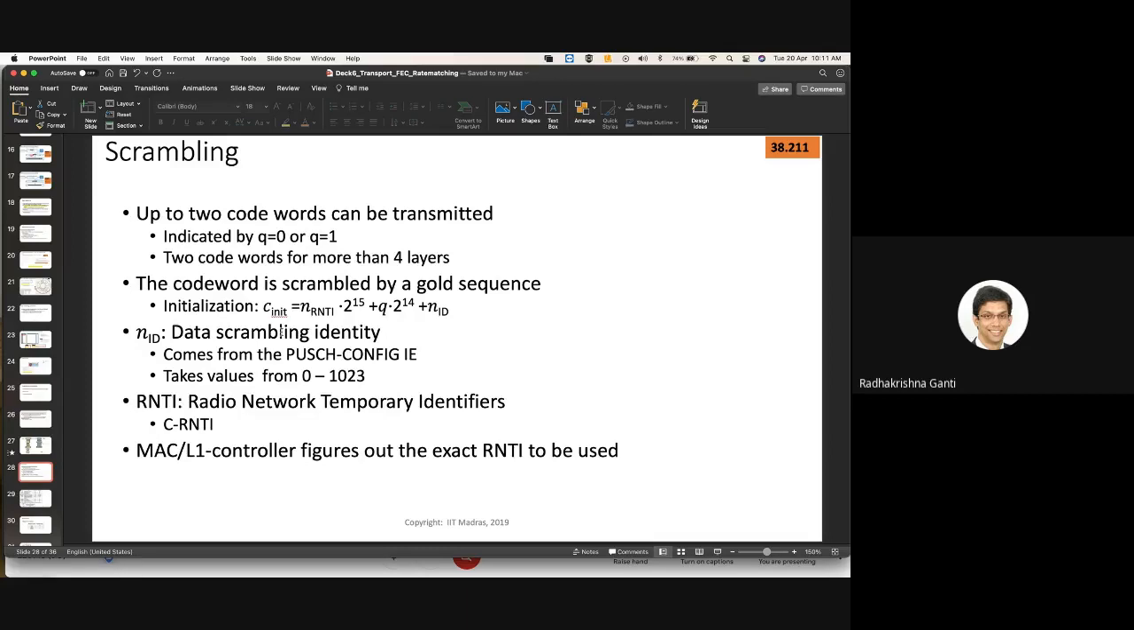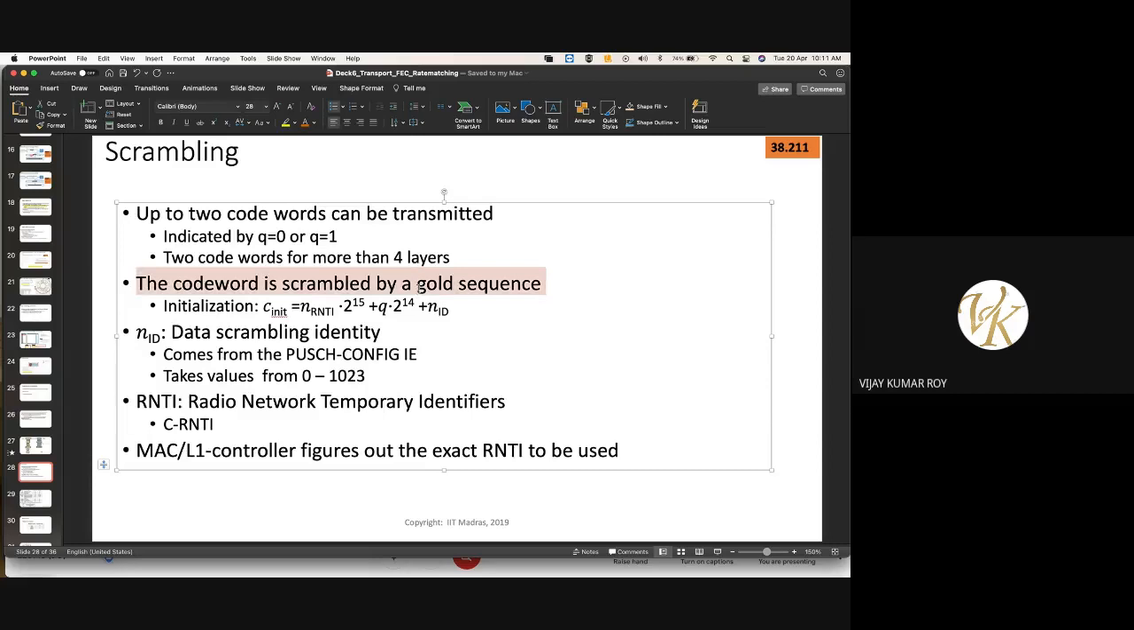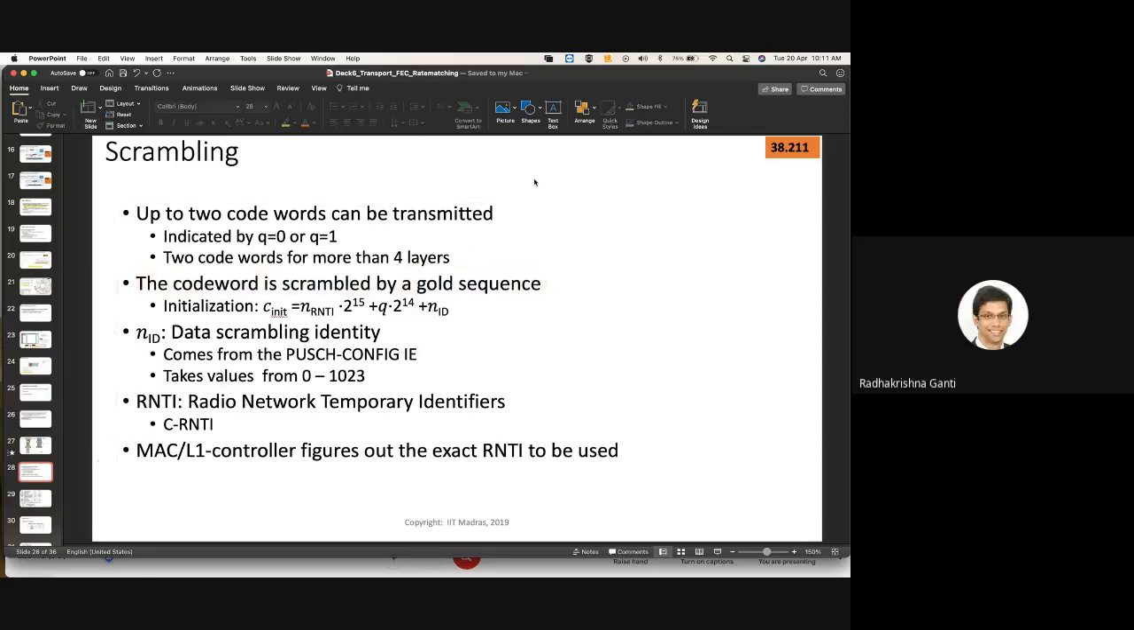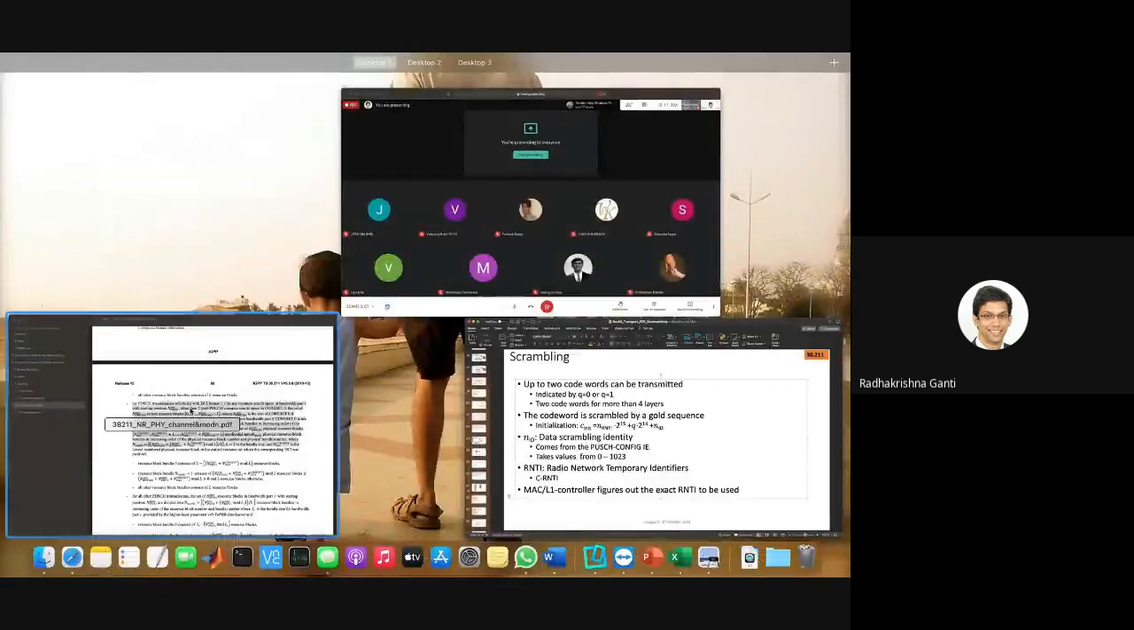Because of this, you don't see a continuous set of ones or continuous set of zeros. There is some randomness in your data which is going into your modulator. That is the main reason why a scrambler is used. Scramblers are present in every communication system, 5G is not the only one. The same scrambling code is required to be known to the receiver also. They scramble the code using something called a Gold sequence. I'll show you the Gold sequence that they use.